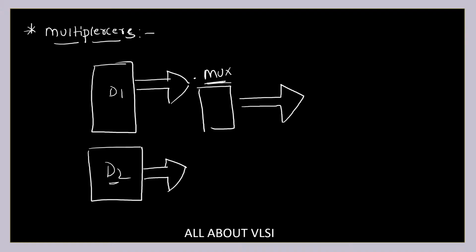So a multiplexer is a kind of combinational circuit which converts your 2 power n inputs into only one output.